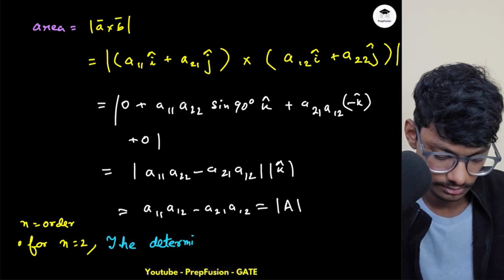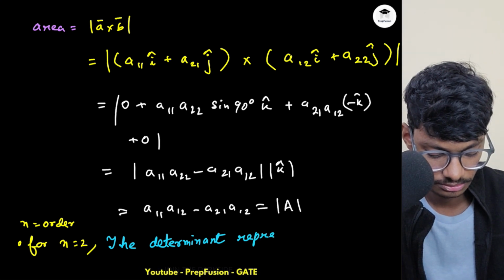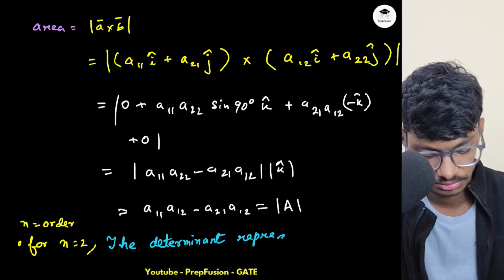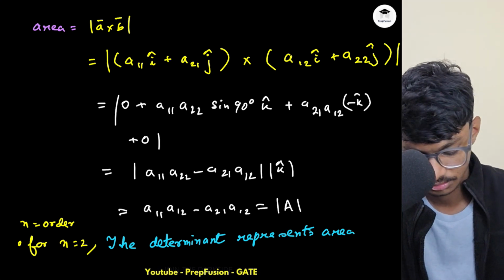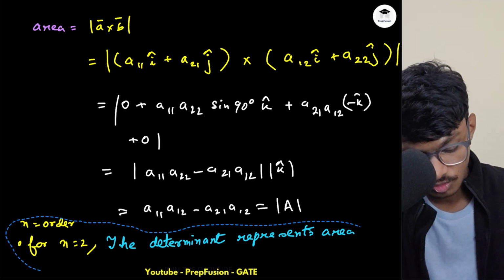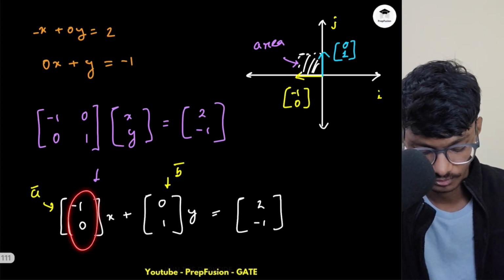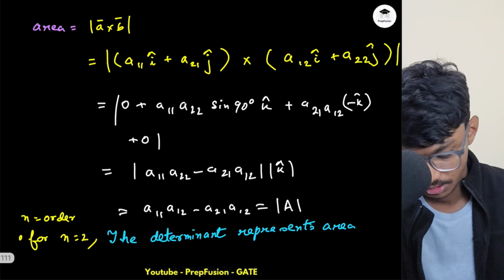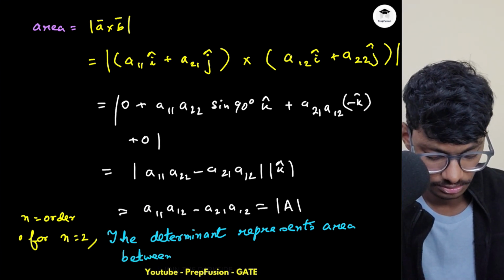The determinant represents the area between the two column vectors. So they are column vectors, right? These are not row vectors, they are column vectors. Area between two column vectors.